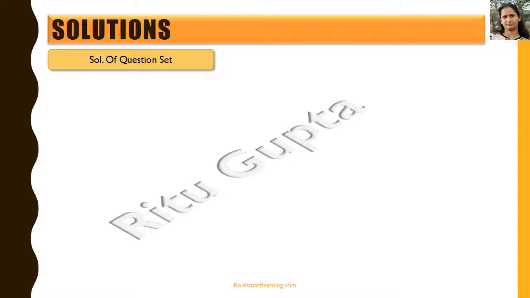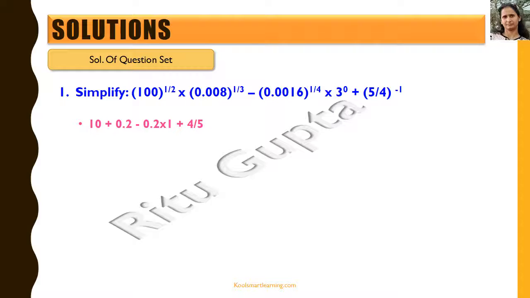Let's look at the solution for these basic level questions. We need to simplify this expression. So what we're doing here is we have 100 raised to the power 1 by 2. So what we first do is we write 100 as 10 raised to power 2 and whole raised to the power 1 by 2, which as we know from the law of exponents is 10 raised to power 2 into 1 by 2. That means 10 raised to power 1. So that's what we write over here. It is 10.